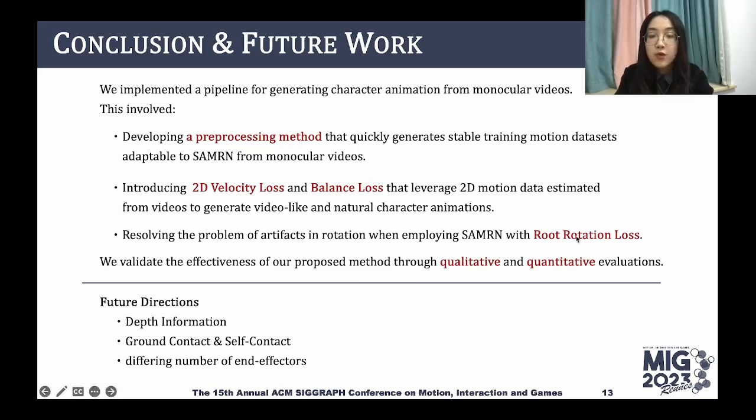We have proposed two quantitative evaluation metrics, the relative distance metric and the relative velocity metric. Our method demonstrated better results in both of these metrics. You can read our paper for more details. For further directions, we want to add depth information in our pipeline, take context into consideration in resulting character animations, and try motion retargeting between characters with different numbers of end effectors. That's all. Thank you.